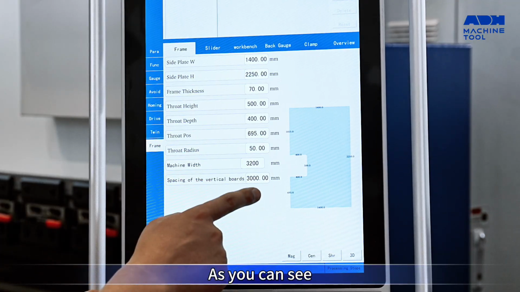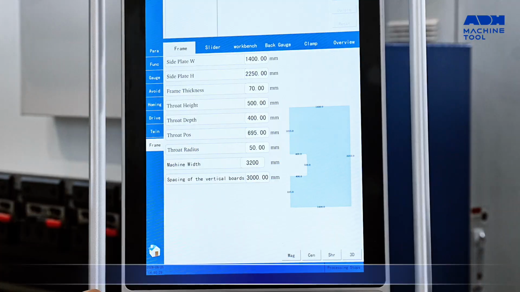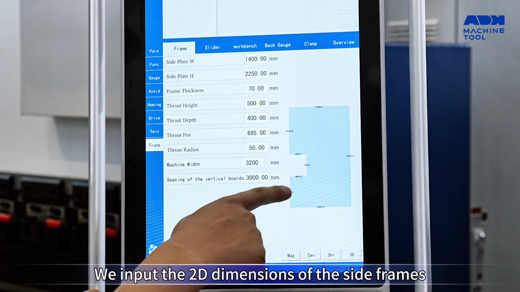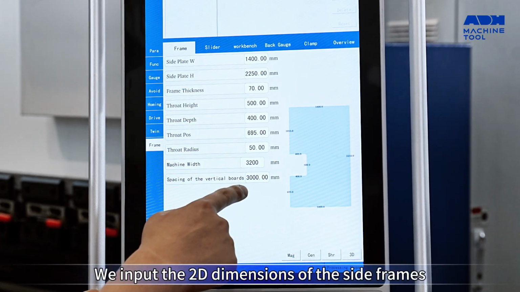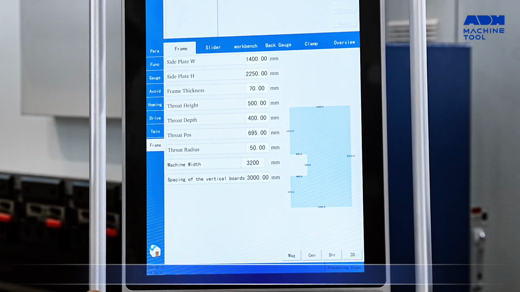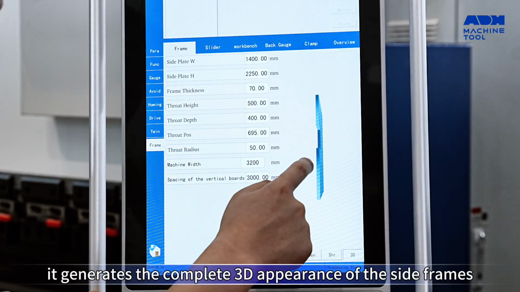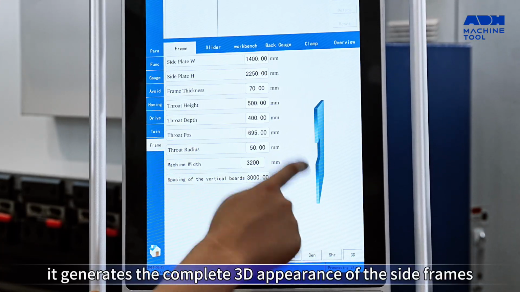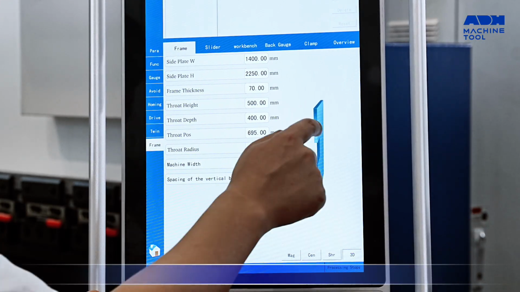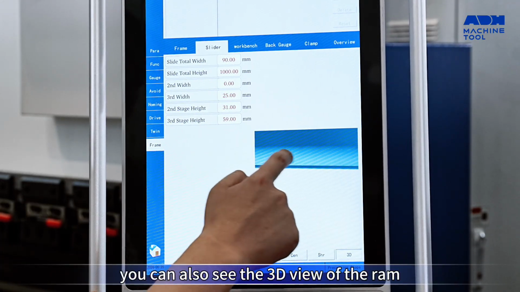As you can see, these are the side frames of the press brake. We input the 2D dimensions of the side frames. Once entered, it generates the complete 3D appearance of the side frames, including the ram. You can also see the 3D view of the ram.